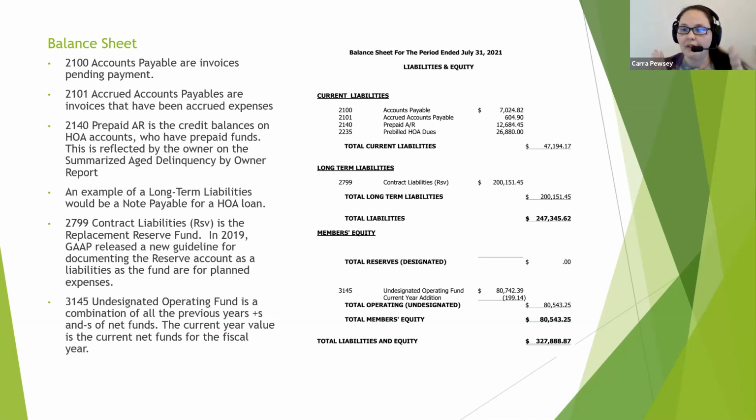Any questions about the liabilities and the equity before we proceed? Yeah, can you go over that members equity piece again? Help me understand that.